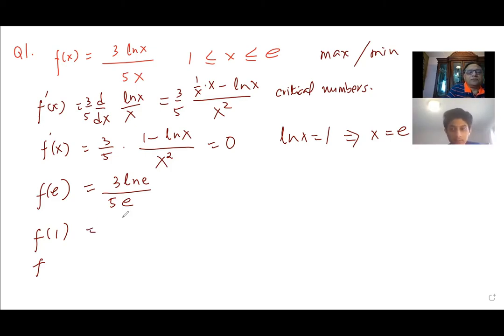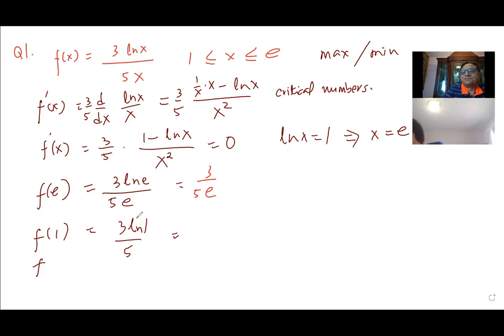If I plug in 1, we get 3 ln 1 over 5, correct? So what are the two values? For f of e, ln e is 1, so it would be 3 over 5e. And here we have ln 1, which is?